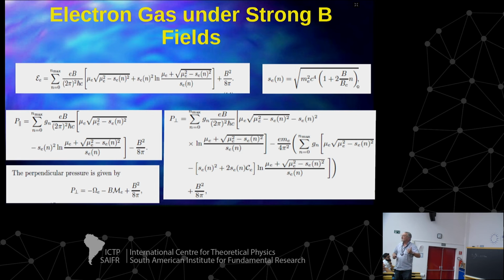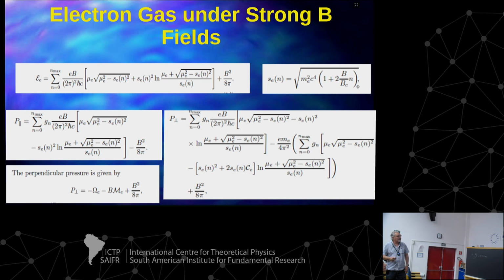So 10 to 13, 10 to 14 if you are electrons, okay? If you are protons, remember, it goes with the mass squared. So the proton mass is 2,000 times higher than the electron's. So the critical field for protons is, I don't know, 6 orders of magnitude higher, okay? But so this is important. So what we do, we calculate this effect of very magnetized matter, okay, inside of a white dwarf.